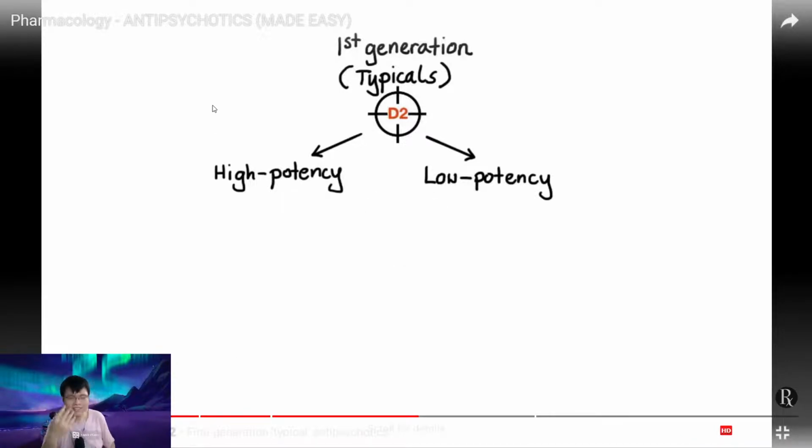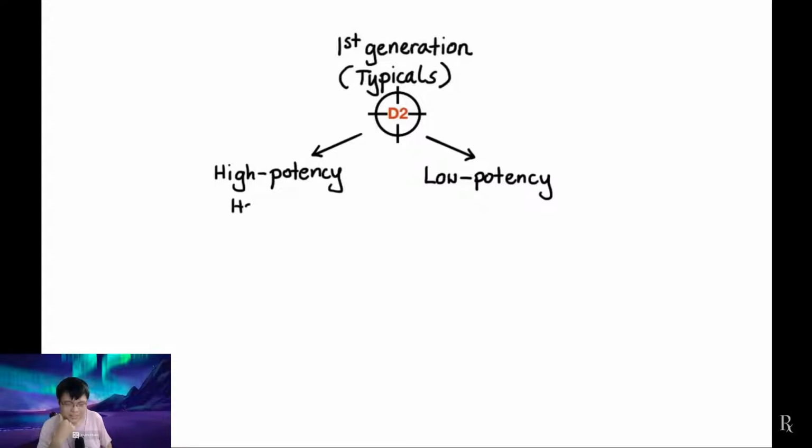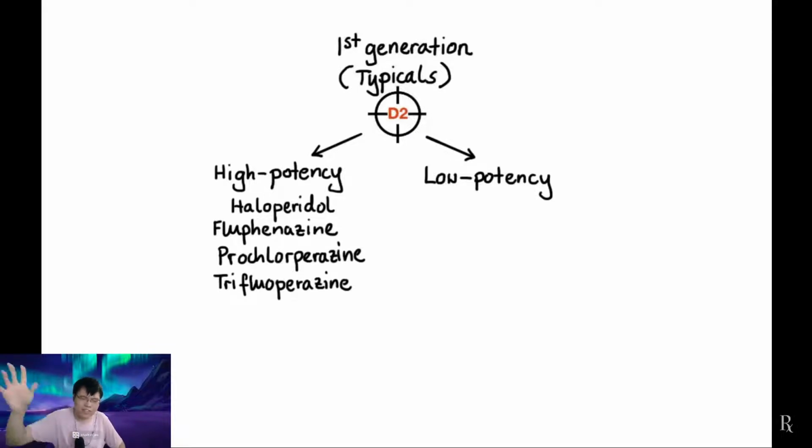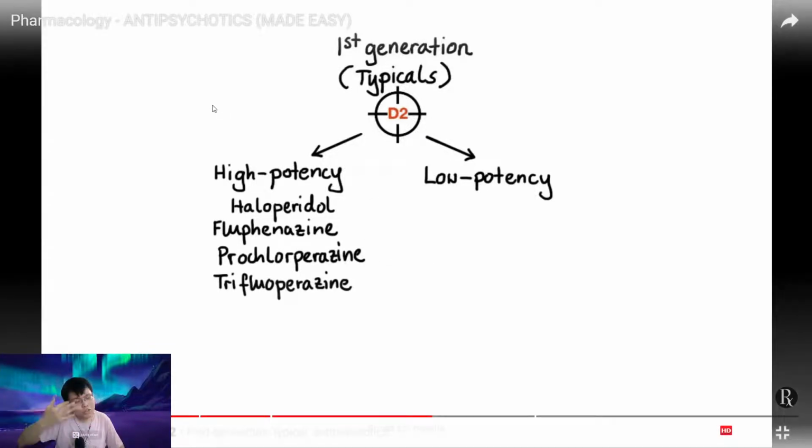Right? The examples of high potency antipsychotics are haloperidol, fluphenazine, prochlorperazine, and trifluoperazine. For instance, we don't have trifluoperazine. I'm not sure if we have prochlorperazine; I have to double check on that. Anyway, generally the main things we use there are just 4. The low potency antipsychotic is chlorpromazine.